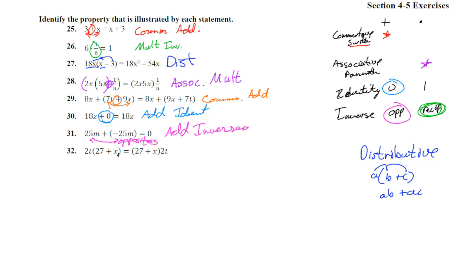2t times 27 plus x equals 27 plus x times 2t. Oh, did they move the parentheses? No. The 2t stayed exactly where it is. Notice it's right there. And this blob, they switched places. This is a tricky one. They switched, and notice, so this is going to be the commutative. Now you have to really think commutative property of what? And notice that they switched it around that multiplication sign right there. They switched the order around that thing. So it's commutative property of multiplication. Where is that right there? Good.